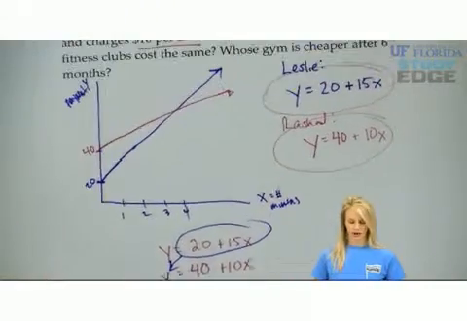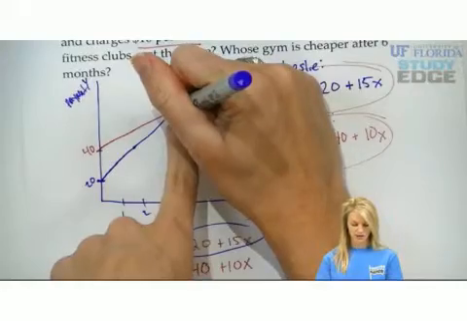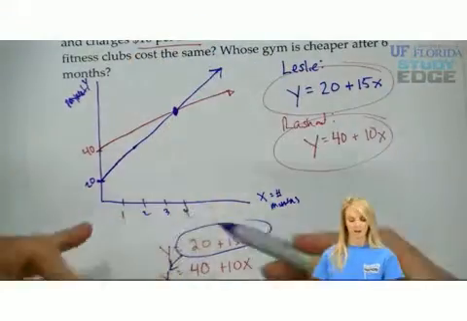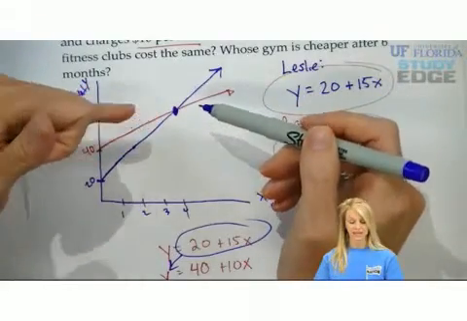So let's see what that looks like on our graph. After 4 months, we know that they're going to intersect. We know that that's when the amount that they've paid is equal. The height of the lines, the y value, is going to be the same.